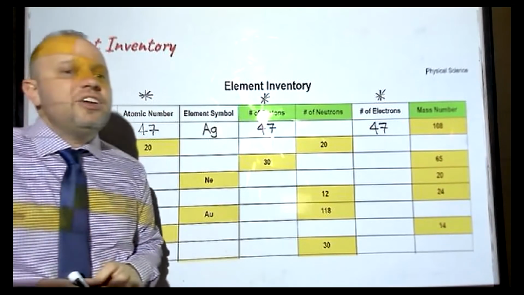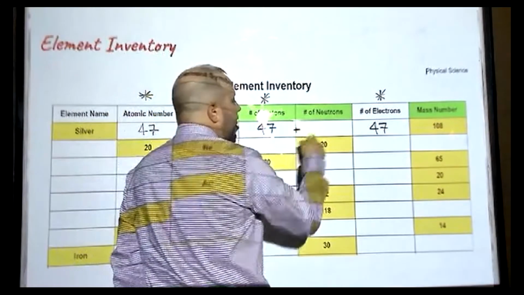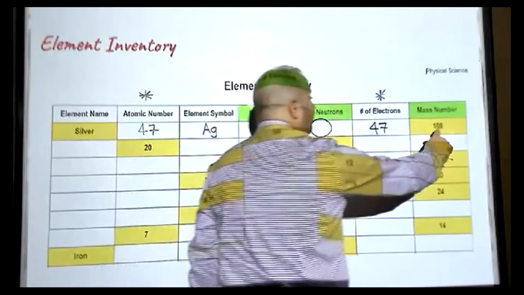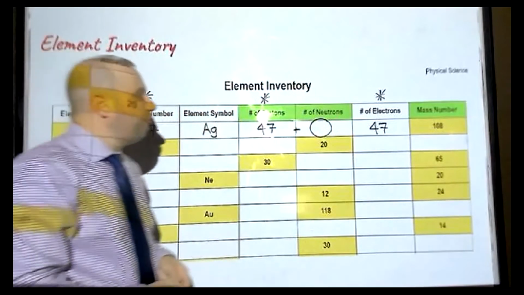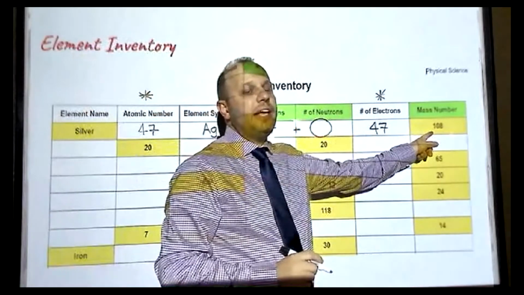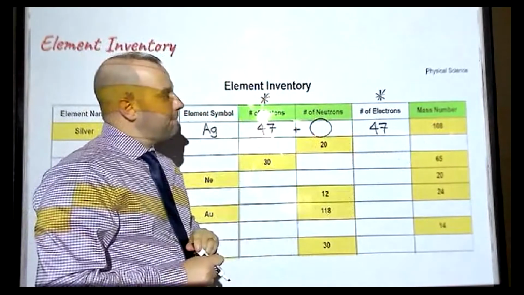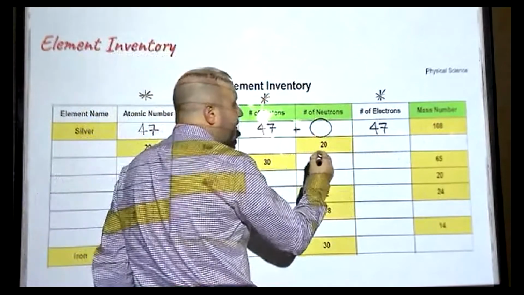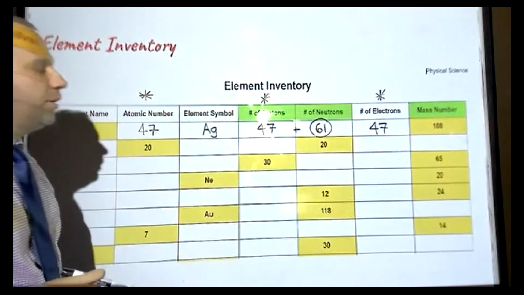And then finally, to get the number of neutrons, remember that these two pieces, this plus whatever this is, add together to give you that 108. So 47 plus a number has to equal 108. So what number would go here? Hopefully you're going to say number 61.